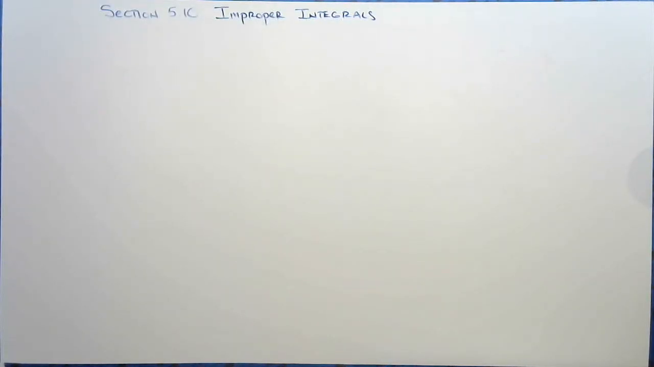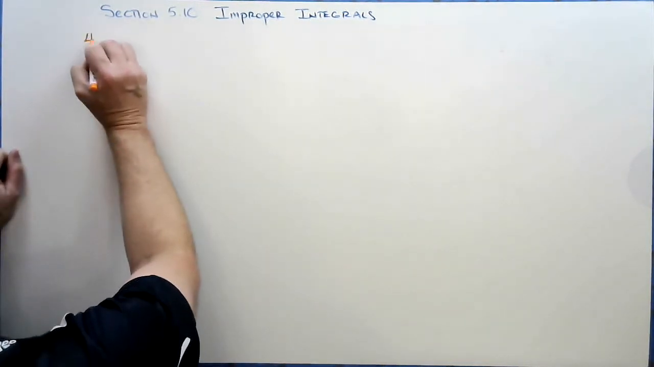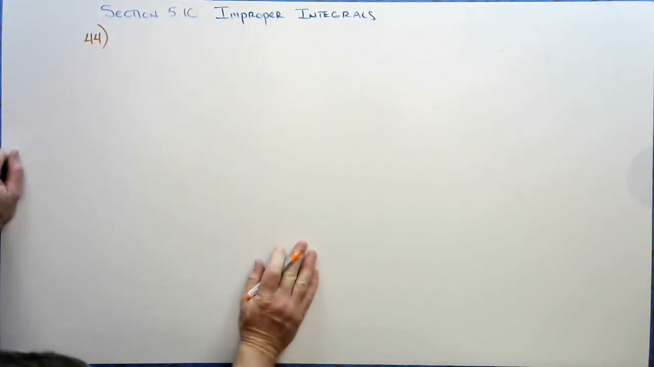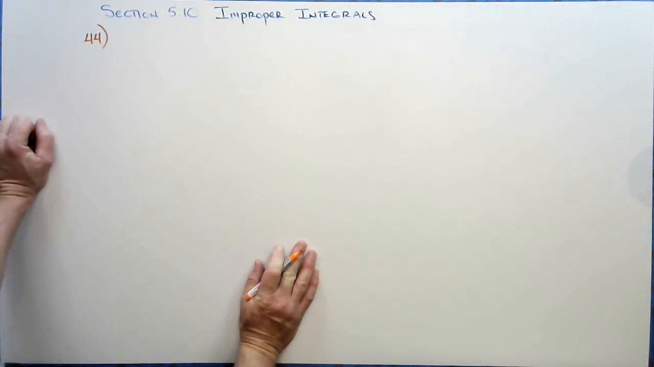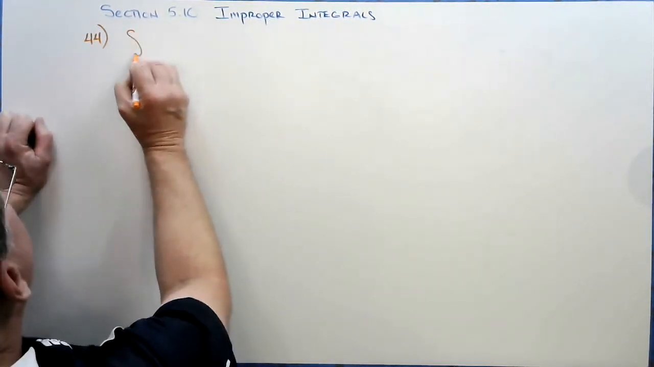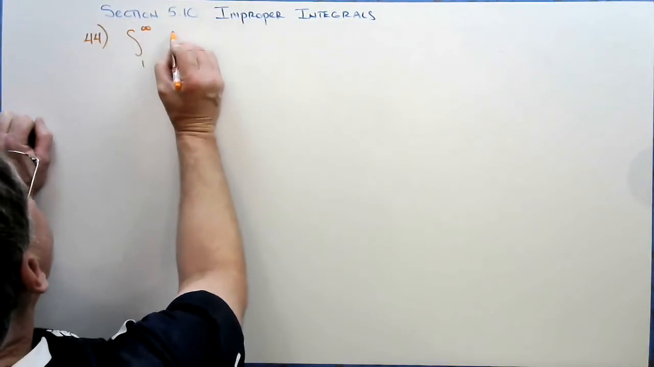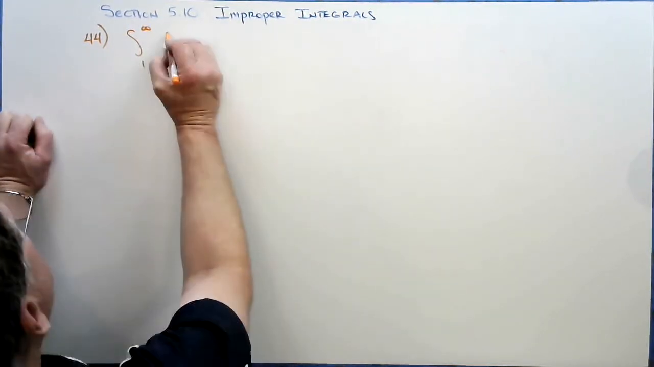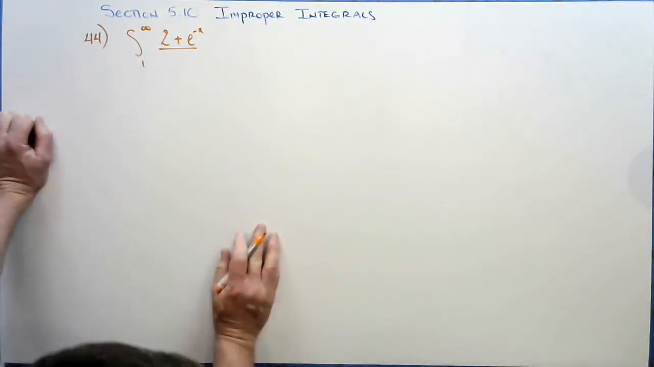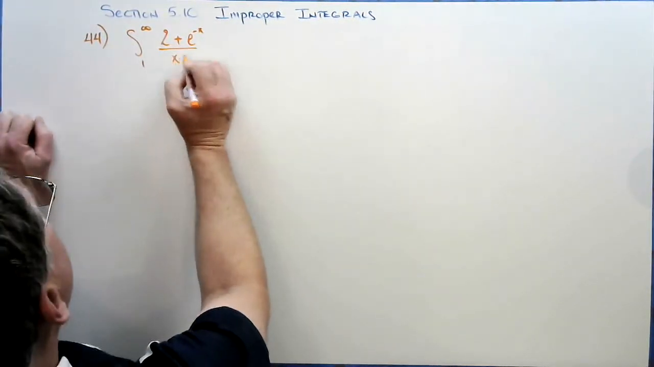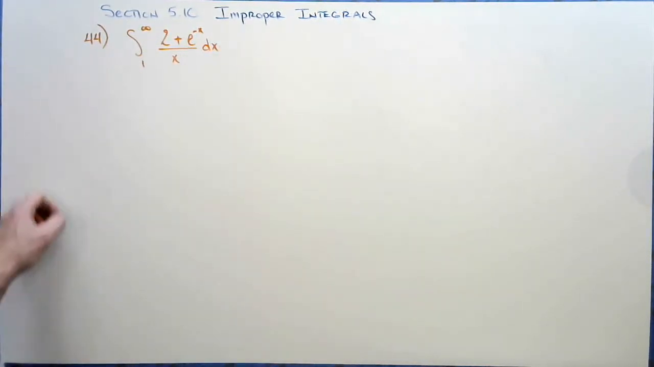All right, for the last problem that I'll do in this section, I'm going to work on problem 44. Now, problem 44 says, use the comparison theorem to determine if the integral from 1 to infinity of 2 plus e to the minus x divided by x dx converges or diverges.